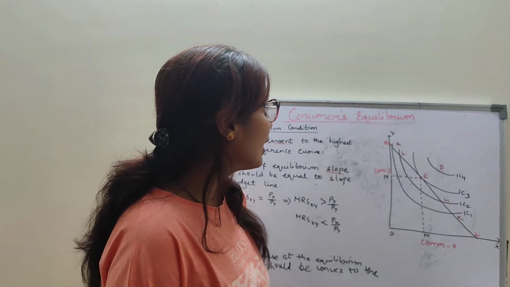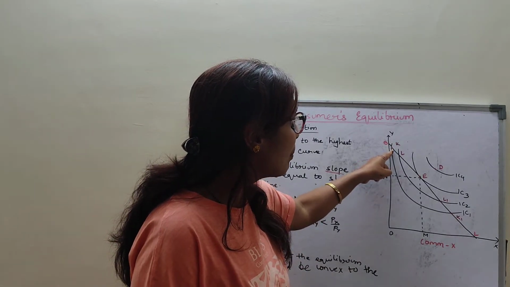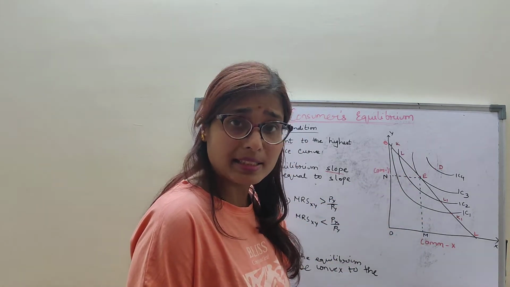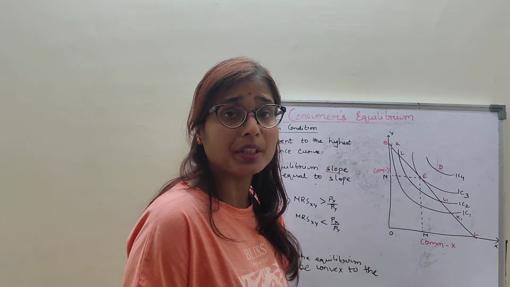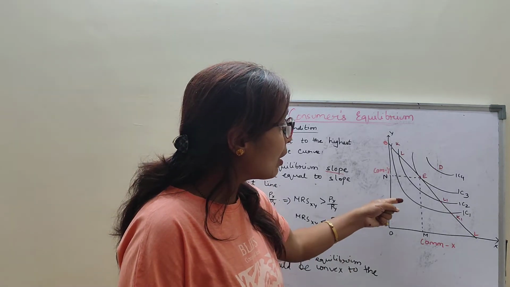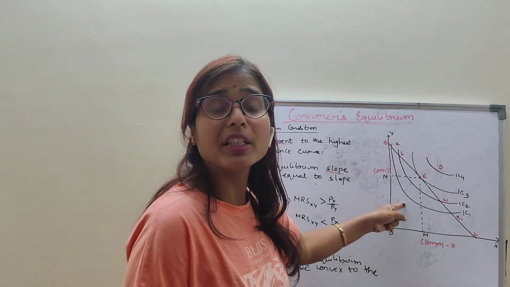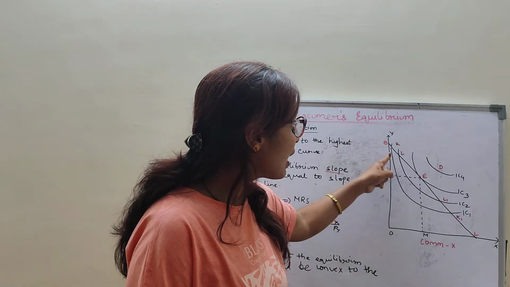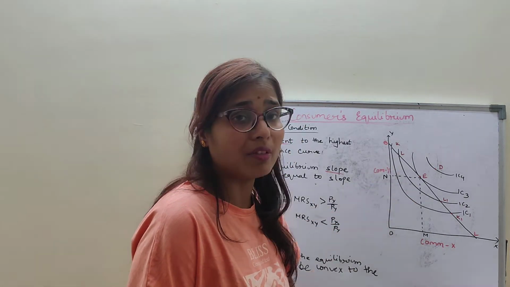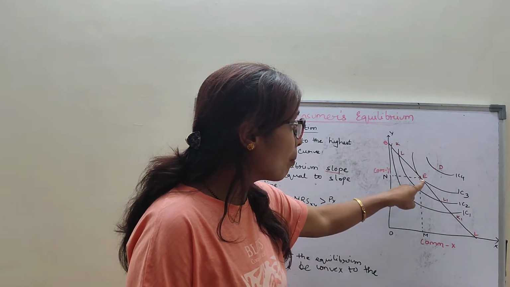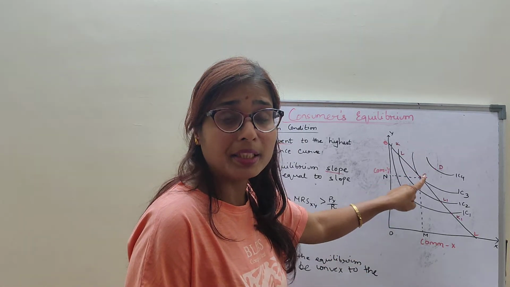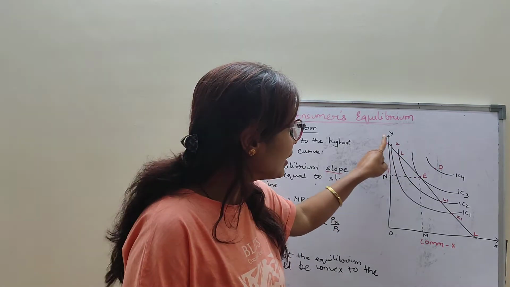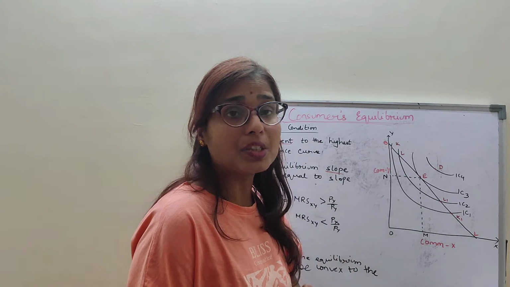Now you can ask me, ma'am, the consumer can also purchase combinations K, K1, LL1 because they are on his budget line. Yes, definitely he can purchase these combinations, but as they lie on a lower indifference curve, they will give the lowest satisfaction to the consumer. So he will not purchase the K1 combination or LL1. He will purchase only the E combination, which is at the equilibrium point, which is giving him the highest satisfaction. Clear? And also it is on his budget line.